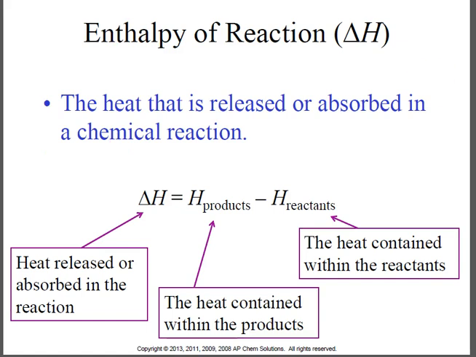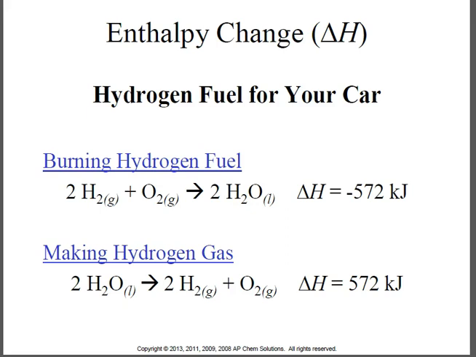Here is an example of an enthalpy change for a specific reaction. This is the reaction that would be used if you had a hydrogen cell powering your car. A hydrogen cell has been suggested as a good way to power cars because it has less emissions than burning fossil fuels. If you look at the hydrogen fuel reaction that would take place in your car, it would give off, notice this negative sign here, 572 kilojoules per mole.